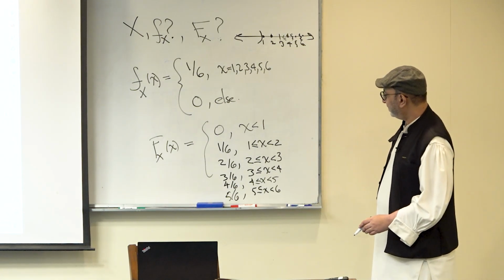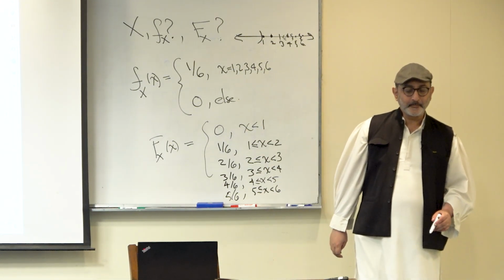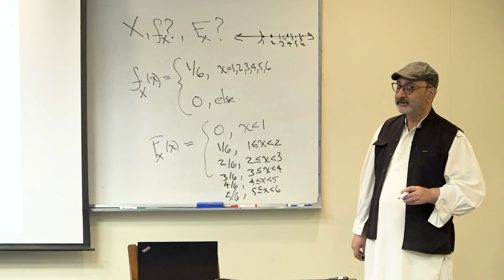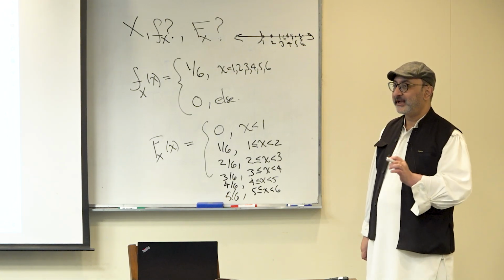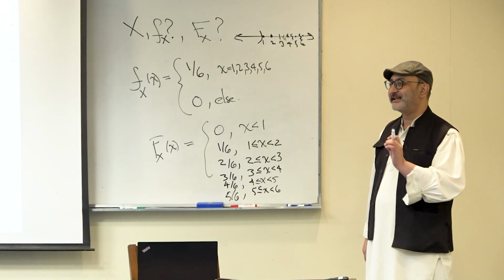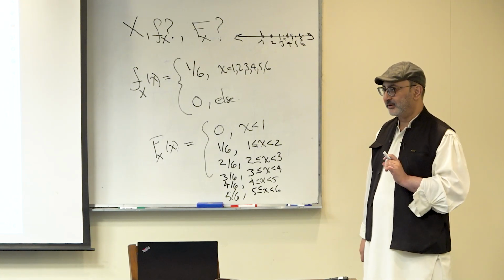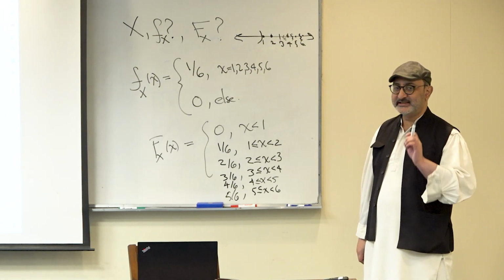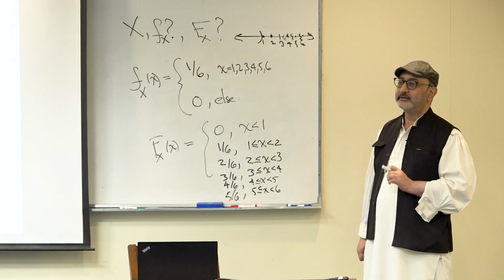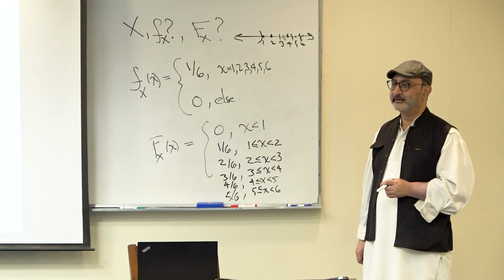I've run out of space, so I'll continue up here. Okay, so what is the CMF evaluated at 6? It's 1 because that's the probability that x is less than or equal to 6. All the allowed values of x are less than or equal to 6, so that's 1. What about the CMF evaluated at 6.1? That's also 1 because all the allowed values of x are less than or equal to 6.1.